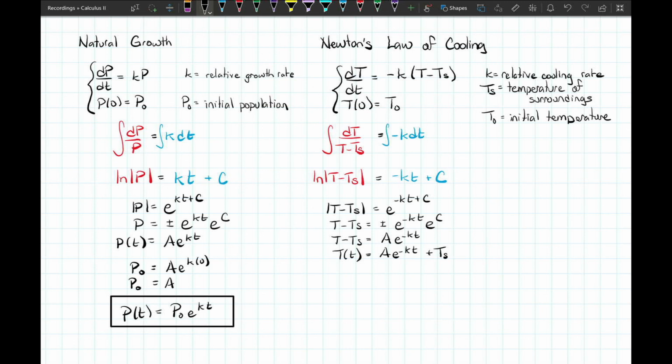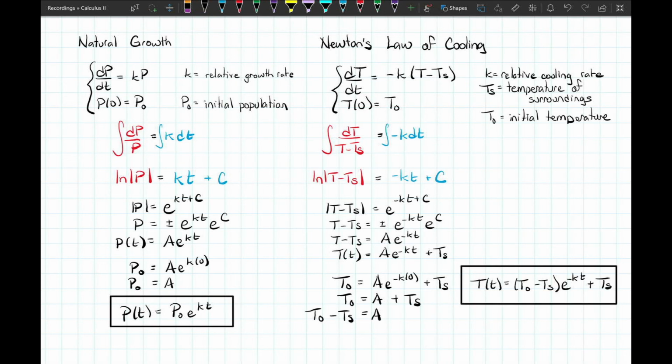Now, let's use that initial condition, plug in an initial temperature of T naught and a time of 0. Once again, right away, we have e to the power 0, which is equal to 1. That gives us T naught equals A plus Ts, and so our arbitrary constant A must be equal to the initial temperature minus the temperature of the surroundings. We can plug that in and get the particular solution to Newton's law of cooling. T naught minus Ts all times e to the negative kt plus Ts.